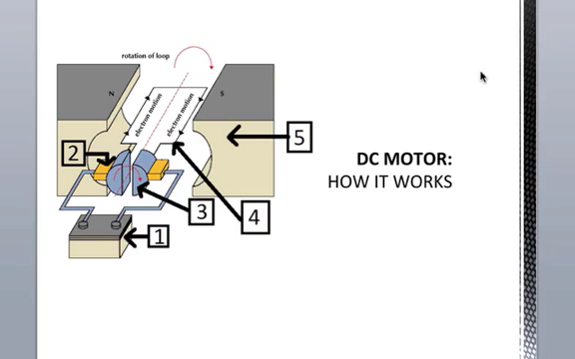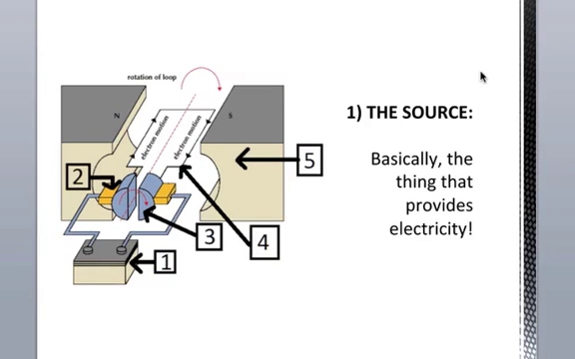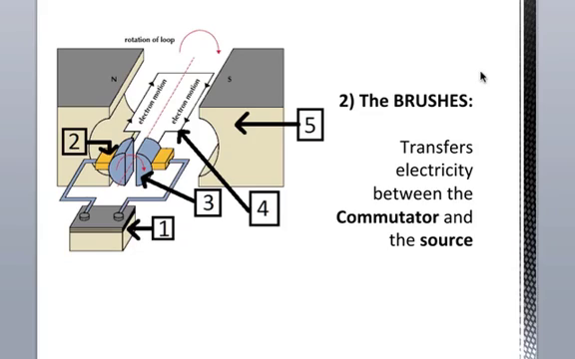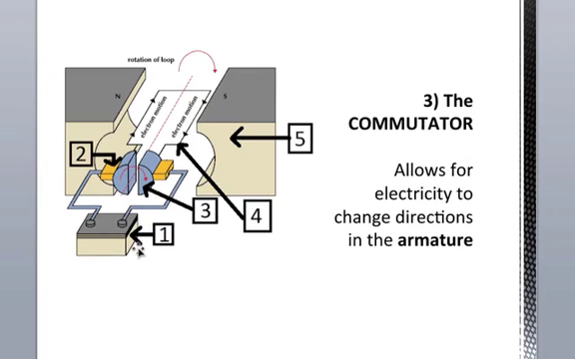The way it does it is basically through an arrangement of 5 parts. The first part is the source, basically the thing that's providing the electricity. We might know it as a battery. It might also get electricity from plugging into the wall, but wherever the source is, that's going to be your source of electricity. The second thing that we're going to see are the brushes, and these are basically little pieces of metal that allow electricity to flow from the source into the commutator, or the split ring commutator. The split ring commutator basically allows for the flow of electricity in one direction.